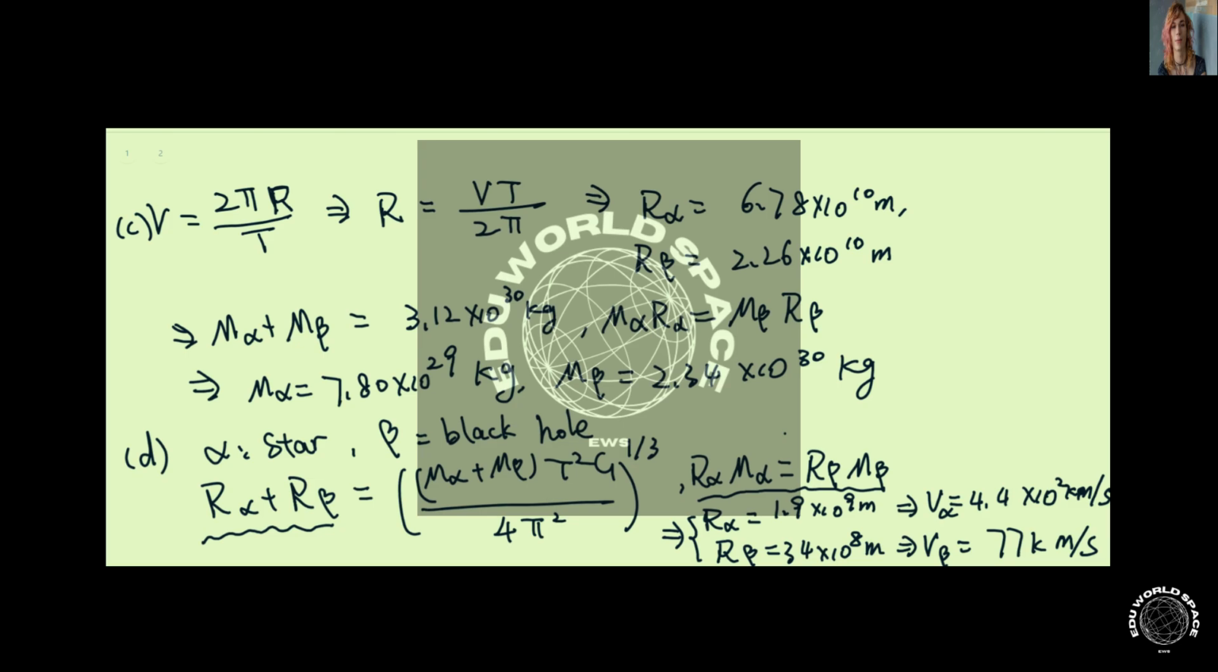Once we know the radius, we know the period because it's given. We use this equation. We can find that the velocity of the star is 4.4 times 100 kilometers per second, and the speed of beta is 77 kilometers per second.